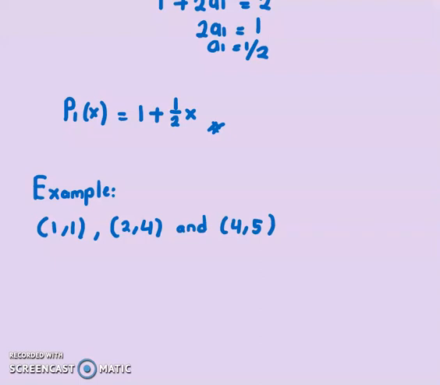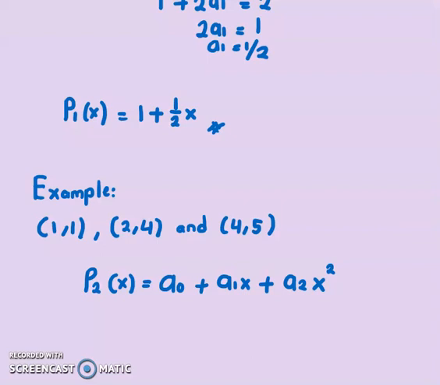Write down the polynomial for the given set of data. We know we have 3 points, so your polynomial must be a quadratic, at least of degree 2. So what we do is write down p2(x) is a0 plus a1x plus a2x squared.